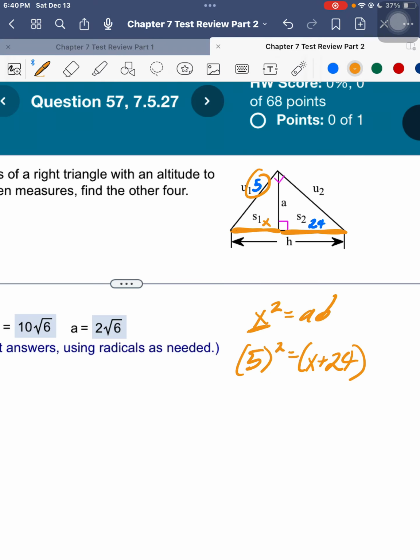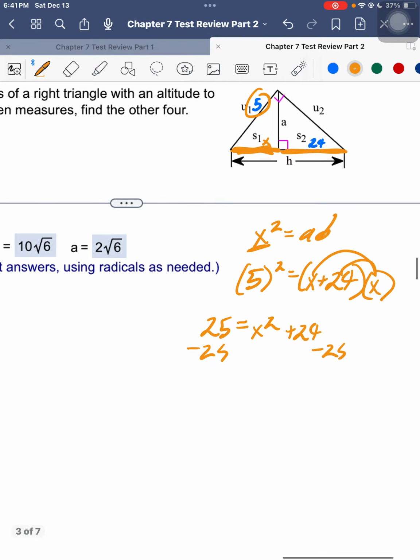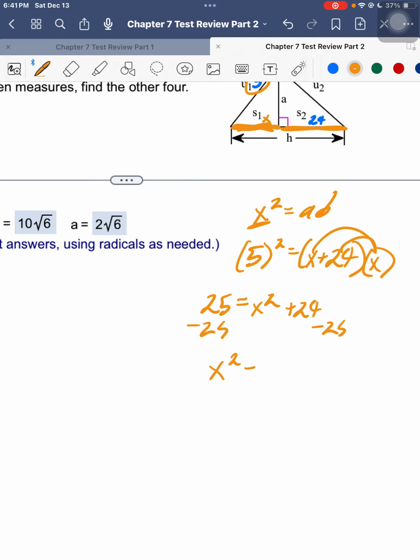And what is my B? The segment of the hypotenuse that is adjacent to the leg, which is X. So now 25 is equal to X squared plus 24X. I need to subtract 25 to put it in X squared plus 24X minus 25 equals 0.